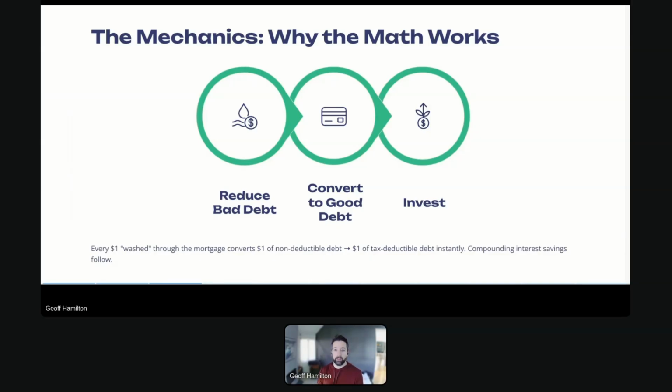So you're swapping that debt, you're converting it. There's no new debt. It's the same debt as you had before, just better. You reduce your bad debt, convert it to good debt, and then you invest. It's pretty simple that way. Every $1 that's washed through the mortgage converts $1 of non-deductible debt to $1 of tax deductible debt instantly, compounding the interest savings following.